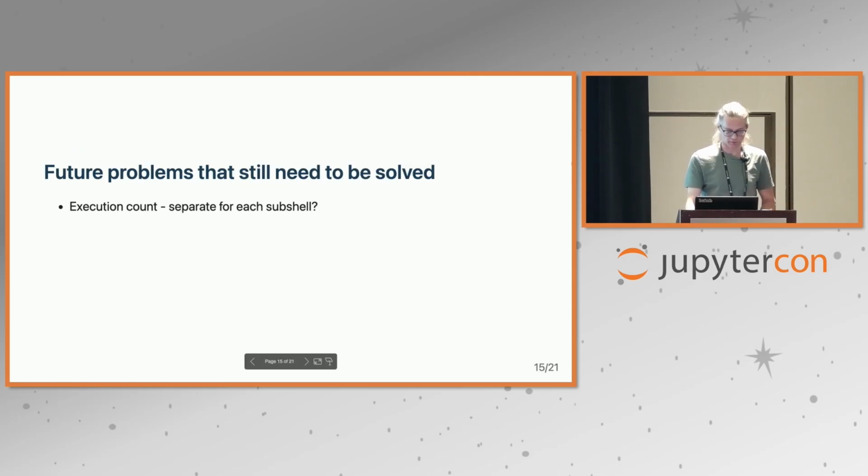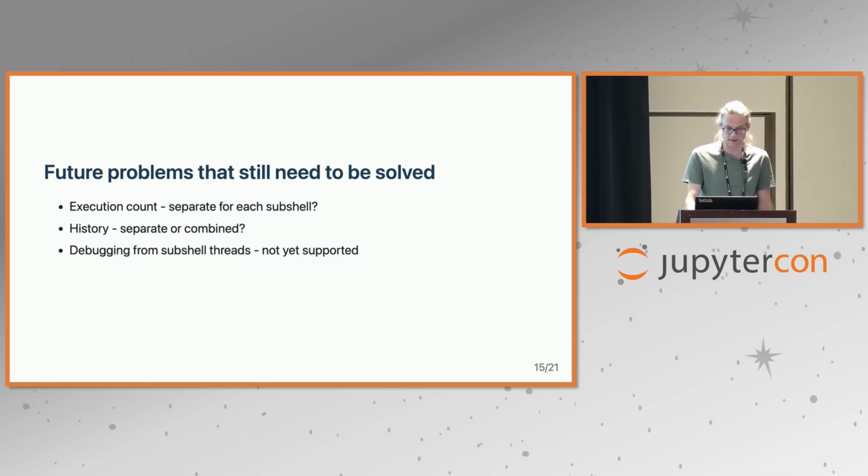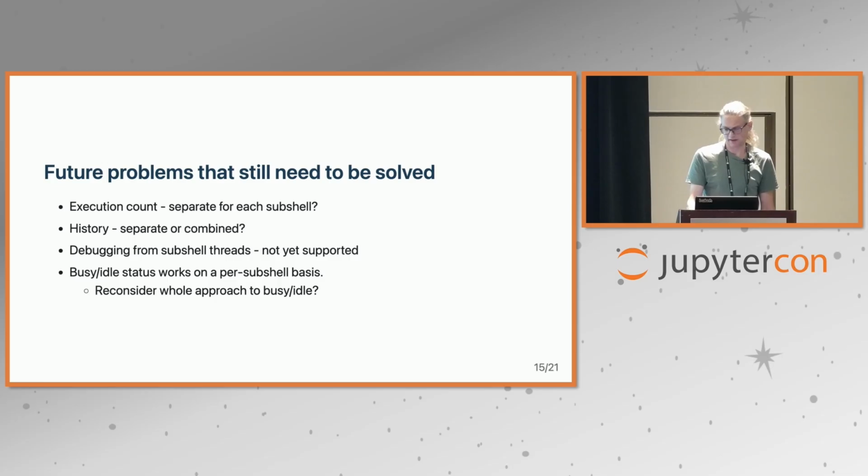Future problems that need to be solved, I should mention. Now, the execution count in the first demo was wrong. That hasn't been implemented. We probably will have to have a separate execution count for each subshell. That will need changes to IPython and ipykernel. That's why we haven't done it yet, because that affects other projects. History, the same sort of thing, history of different executions. Would that be a separate one per subshell? Probably. You can't currently debug from a subshell. You'd have to do it from the main shell. And busy idle's a bit weird, but busy idle's been semi-broken in Jupyter since day one, I think. So we'll have to reconsider exactly what busy idle should be.